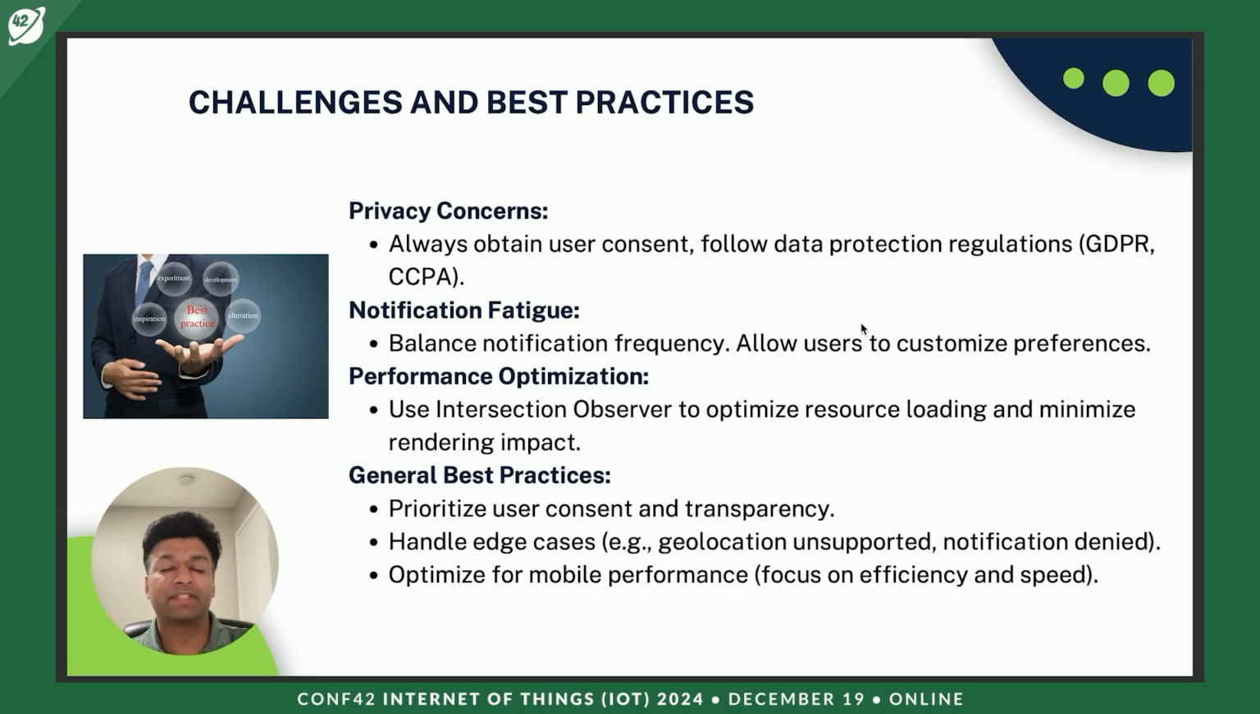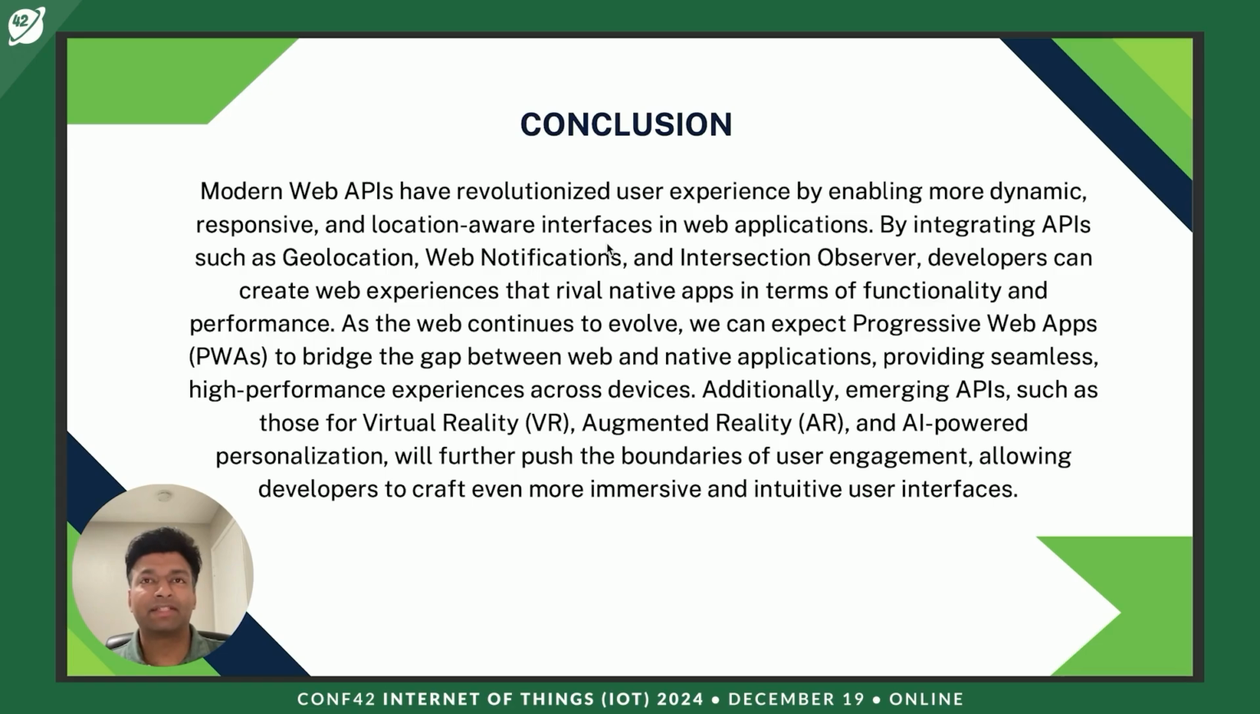To wrap things up, modern web APIs like geolocation, web notifications, and Intersection Observer have revolutionized how we build web applications. They help us create experiences that are faster, more engaging, and deeply personalized. By combining these tools thoughtfully, we can deliver applications that rival native apps in functionality and performance. And this is just the beginning. Emerging technologies like AR, VR, and AI-powered APIs promise to push user engagement even further.